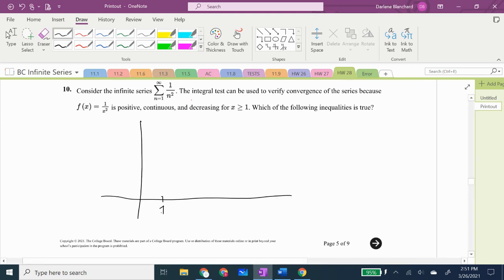So I'm going to draw a picture. And I'm going to have this be approximately 1. And I'm drawing the graph of 1 over x squared. And I'm just going to go with saying that this is about y equals 1 just to get this going. Now, if I decide to compare this with sigma that starts at n equals 1 with the same formula.